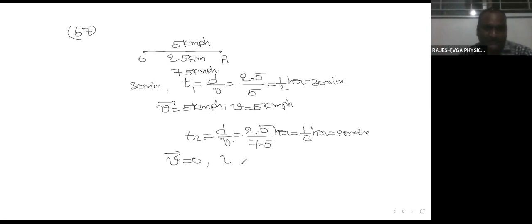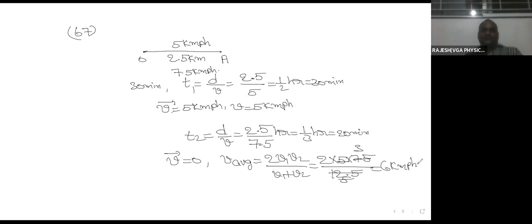So V average here, because equal distances, I can apply 2V1V2 by V1 plus V2. So 2 into 5 into 7.5 by 5 plus 7.5, which is 12.5. This is 3 times, this is 5 times. So 6 kilometer per hour.